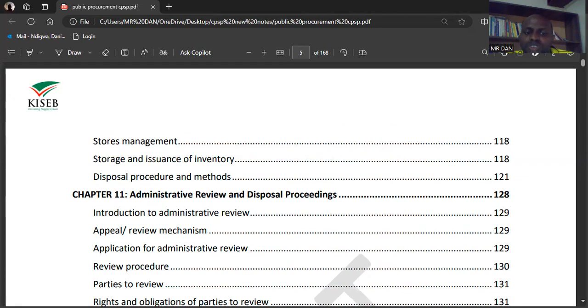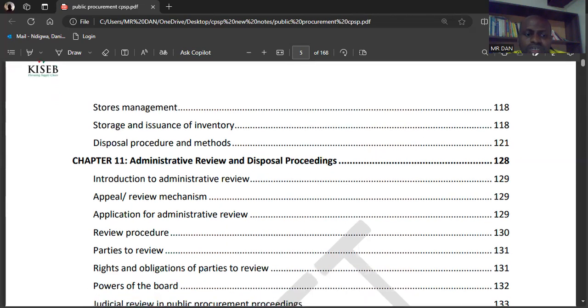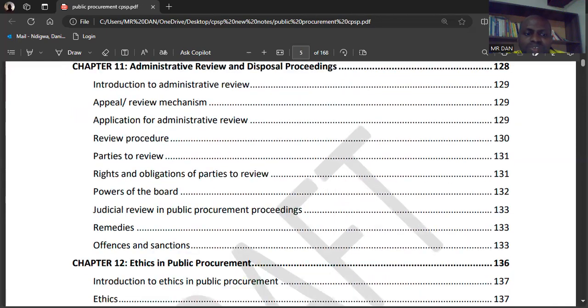Then how are you going to issue inventory? And when you talk about issuance of inventory, it is normally issued within various departments, normally referred to as the user department. Then disposal procedure also is very important, and the methods that are going to be used when disposing. Chapter 11 is about administrative review and disposal proceedings. Here we shall look at administrative review, appeal, application of administrative review, review procedures, and others.